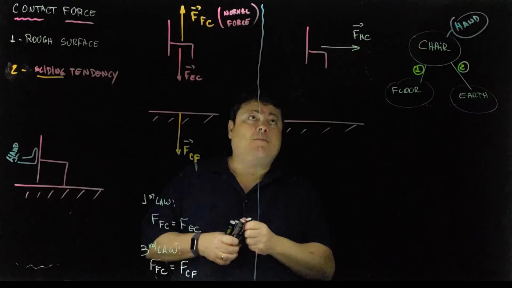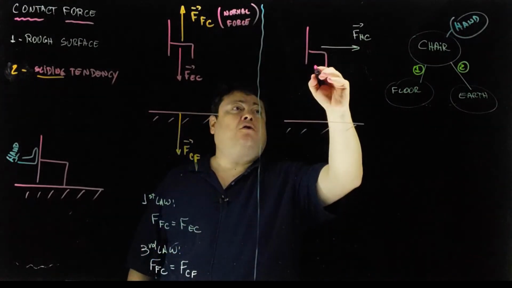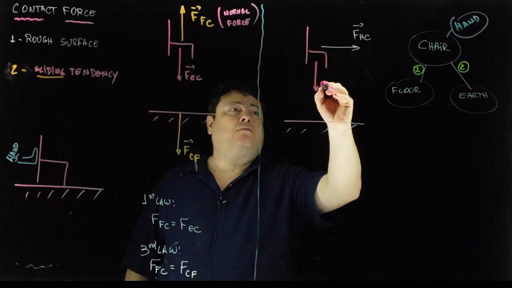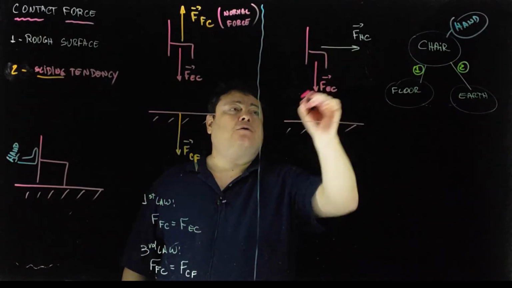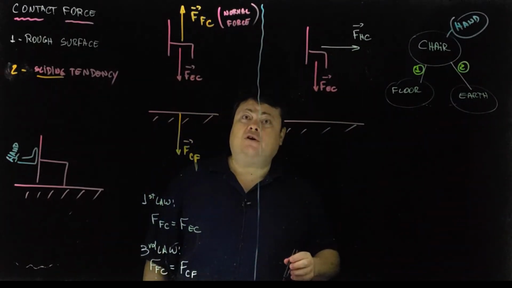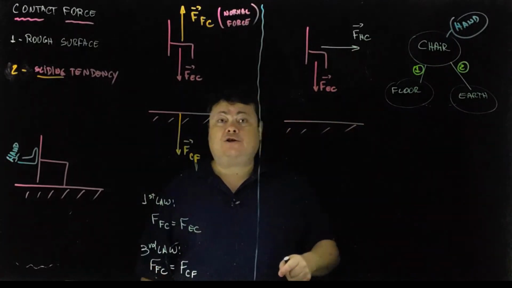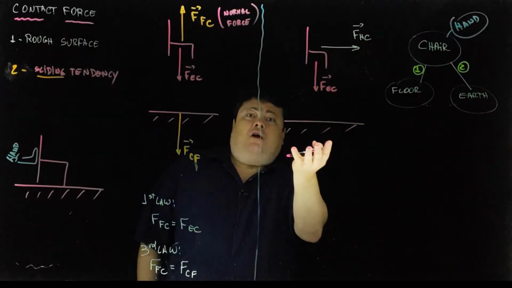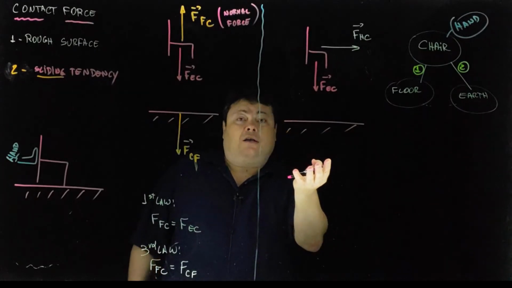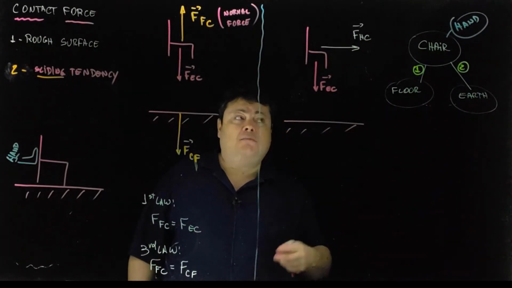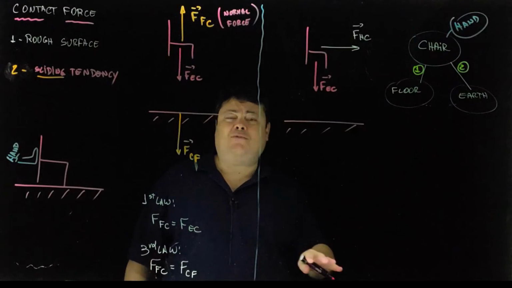The next force I'm going to consider is the force of the earth on the chair. Well, the force of the earth on the chair, the agent is the earth, the object is the chair. The reaction is a force of the chair pulling up on the earth, and again, it's acting at the center of the earth, but I'm not interested in studying the earth. I'm not going to bother with it.